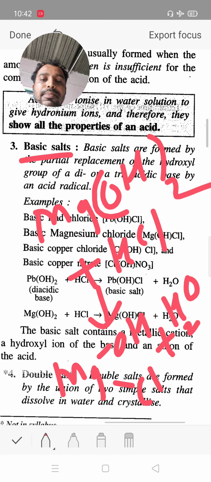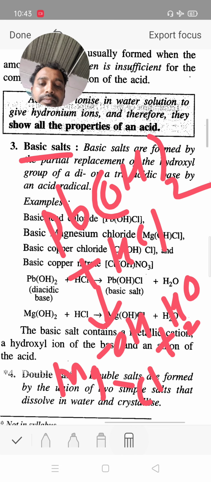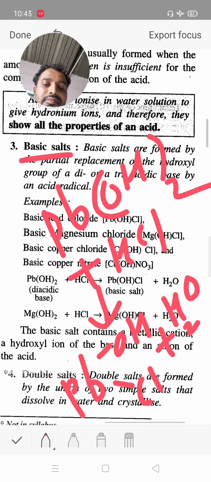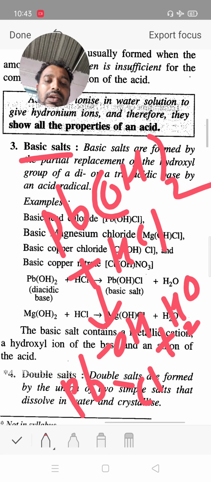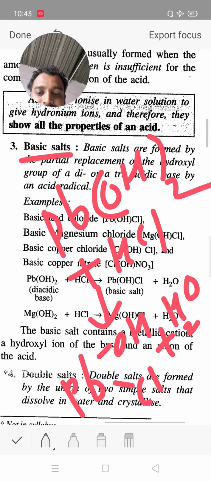Same kind of another example: instead of magnesium hydroxide, we use lead hydroxide, then we get the product Pb(OH)Cl. It transfers only one OH group, meaning partial replacement of the hydroxyl group of a 2 or 3 acidic base. This is a basic salt.